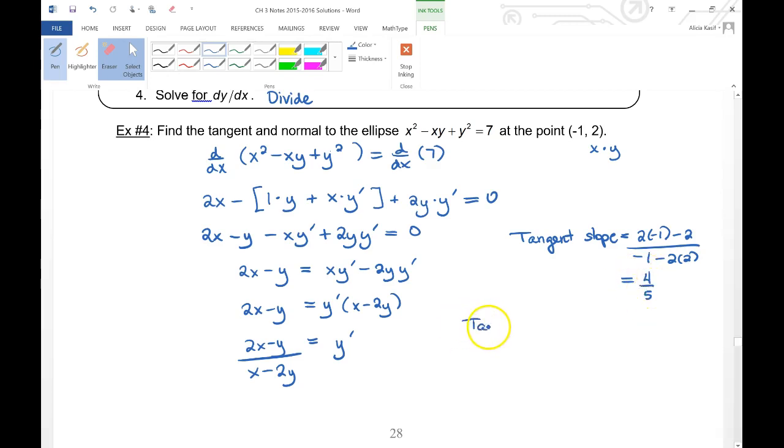So what's the tangent line? And what's the normal? Good.